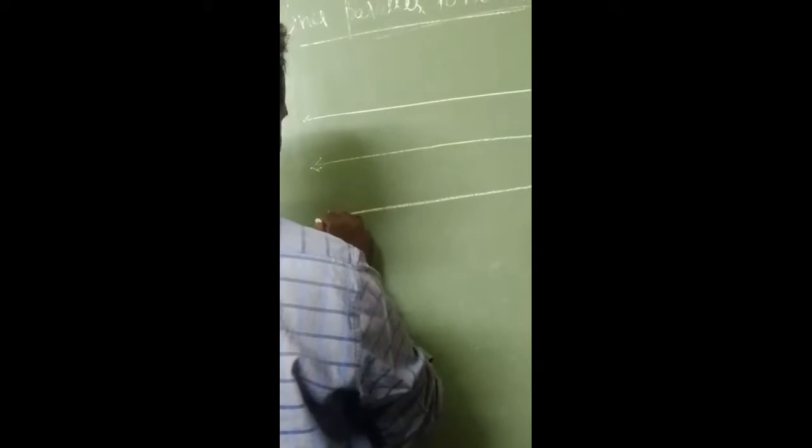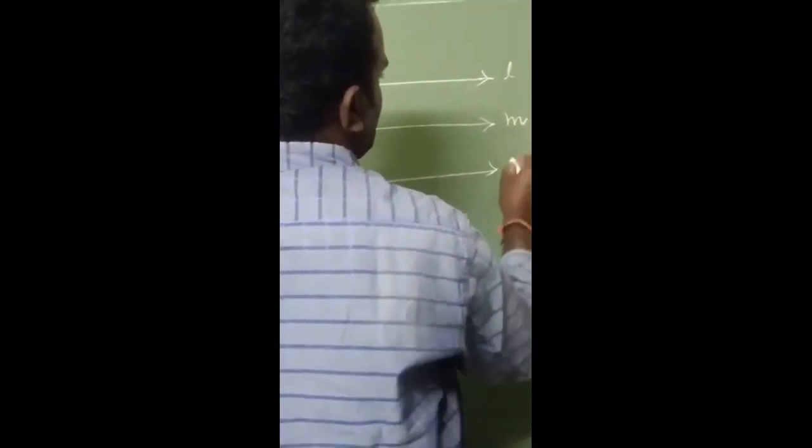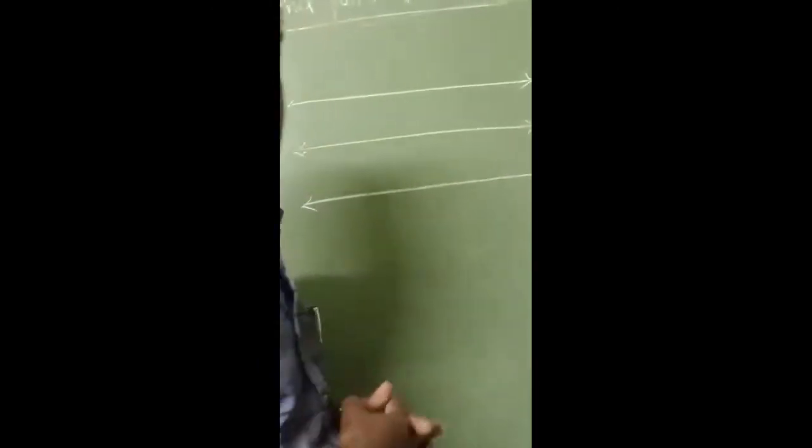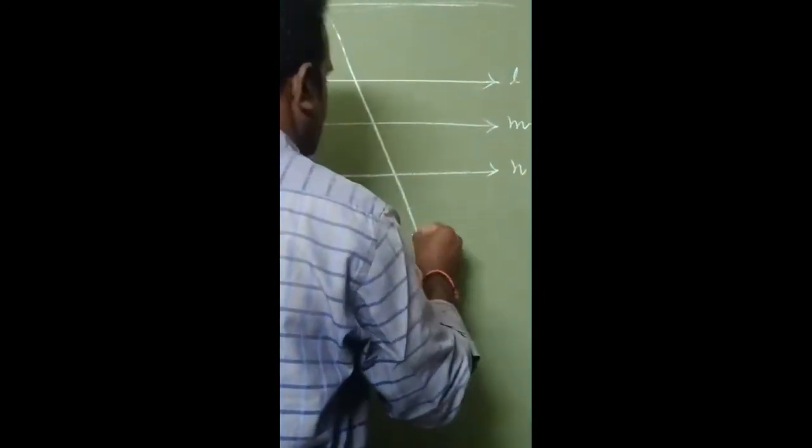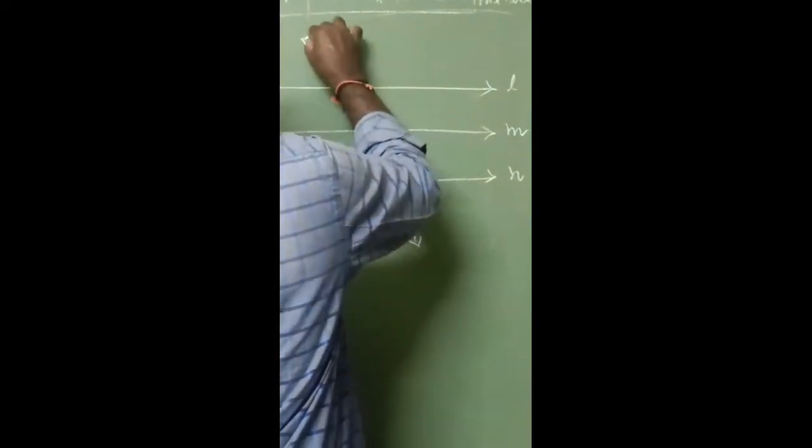This is another line. Okay, this is L, M, N. These are three lines. One is a transversal. This is the transversal. This is P. P is the transversal.